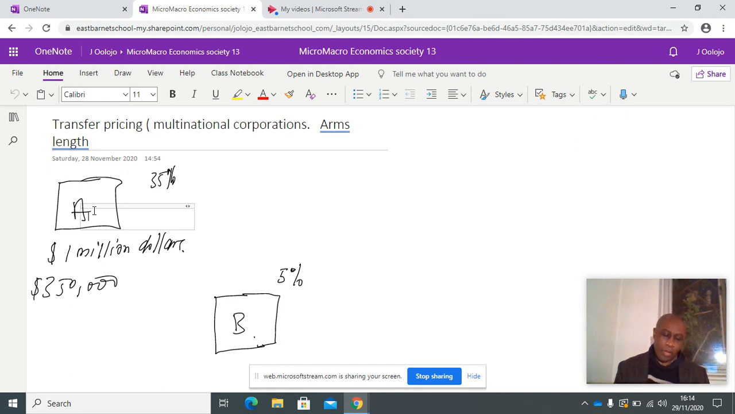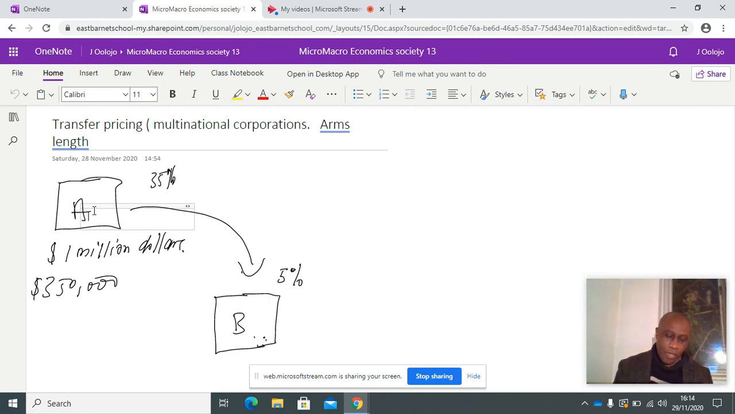But what this company decides to do is they say, look, we're going to set up B, and we're going to make this a very important subsidiary. We're going to pay this company to take our intellectual property, to take all our patents, to take a lot of important goods and services and things like that. So you send everything over to B.